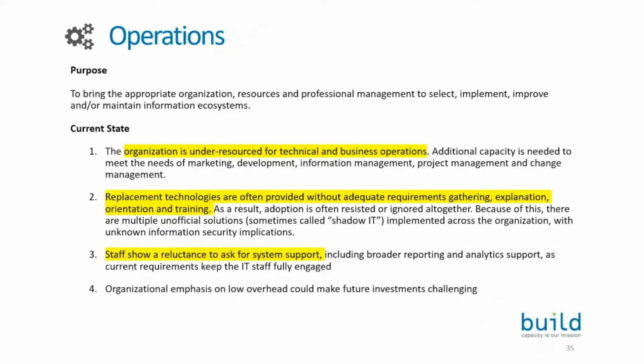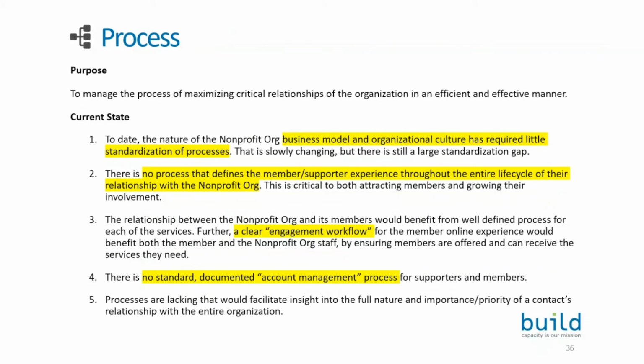Operations, things that we commonly see: organization under-resourced for technical and business operations. Replacement technologies are often provided without adequate requirements gathering that we discussed, and staff show a reluctance to ask for system support. So you want to organize your observations of the organization into the areas of the information strategy and really say, here's what the current state is. Here's what we're observing today in each of these areas. Here's how we need to adjust that in order to move forward clearly.